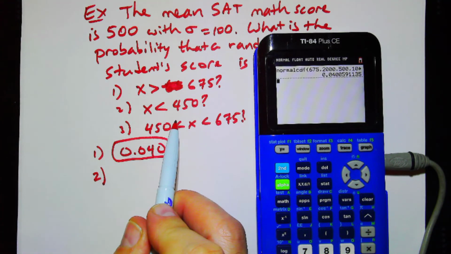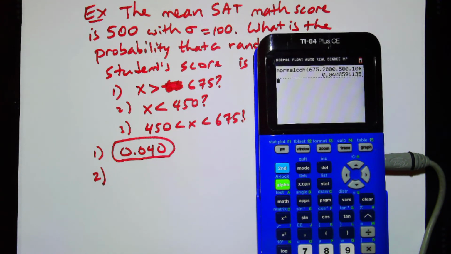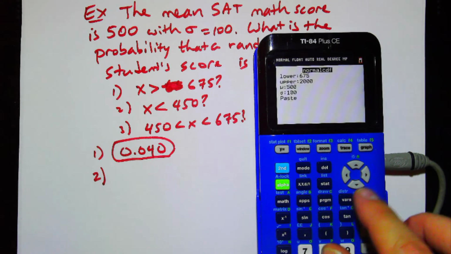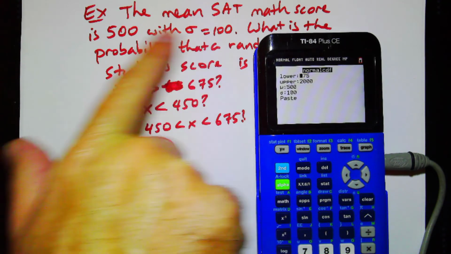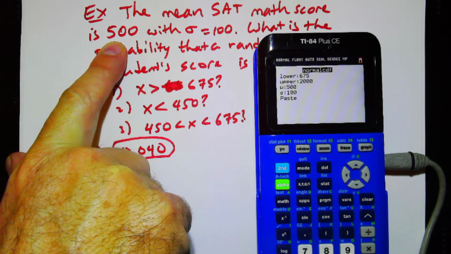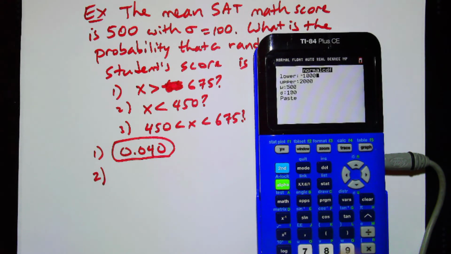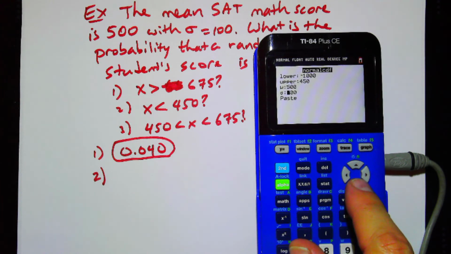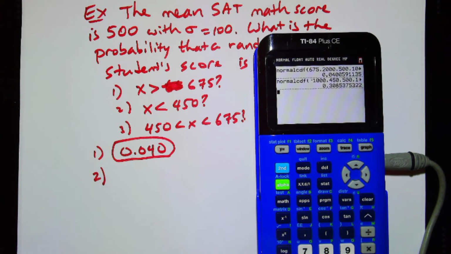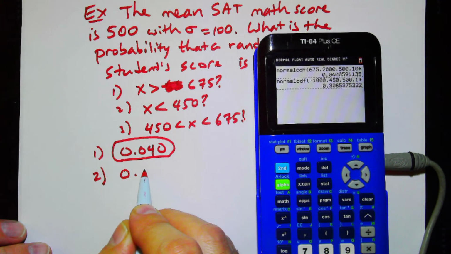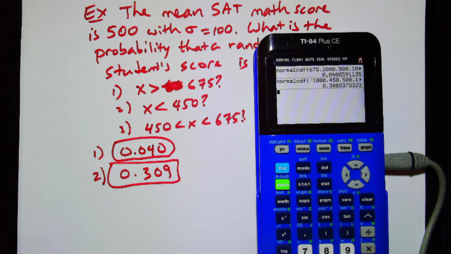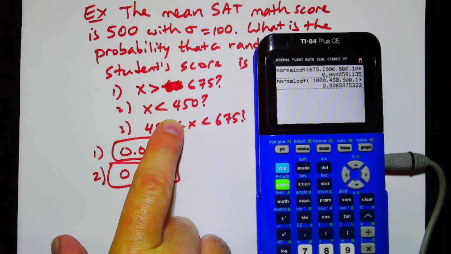What about a score less than 450? Is that unusual too? Well, let's find out. Let's go back to our normal CDF. In this case, we have to be at least 6 standard deviations below the mean, or negative 100. Let's put in negative 1000 just to be safe. The upper limit this time is 450, with the mean and standard deviation the same as before. And so we get 0.309, almost a 31% chance. Scores below 450 then are not unusual.